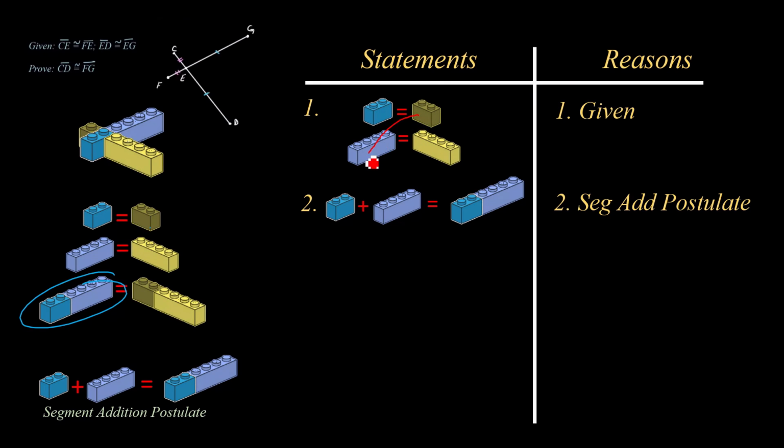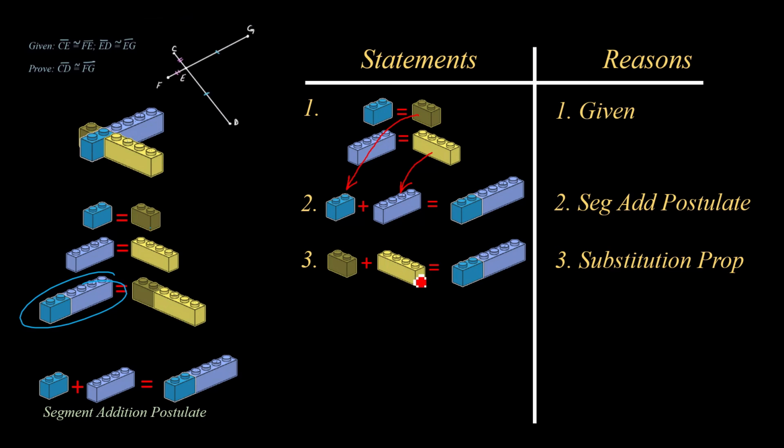I'm going to substitute this yellow piece in place of this small blue piece. I'm going to substitute this yellow medium piece in place of the small blue piece. And when I do that, I get this. And I can do this because of the substitution property. The substitution property says that if A is equal to B, then you can substitute B anywhere A goes. So if these two are equal, I can take the blue piece out and put the yellow piece in.